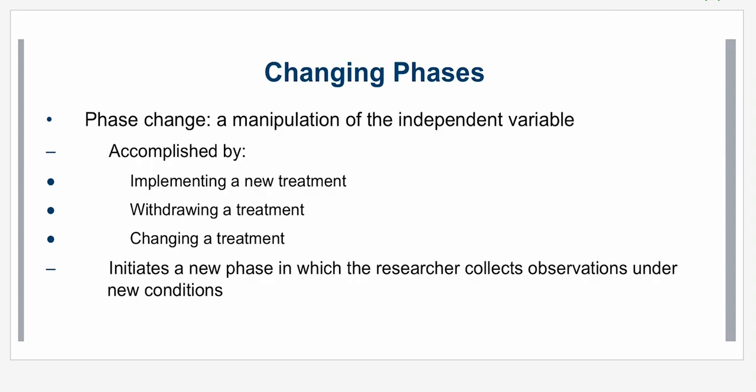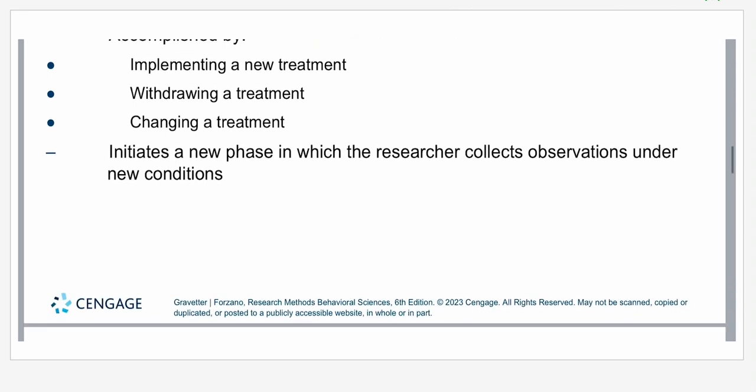A, B, C, whatever, where the researcher can collect observations under these new conditions so that we can compare to see if that change causes an effect in the behavior. It's to demonstrate that that change produces a noticeable change in behavior, right? That's our goal here, is to establish that cause and effect relationship.